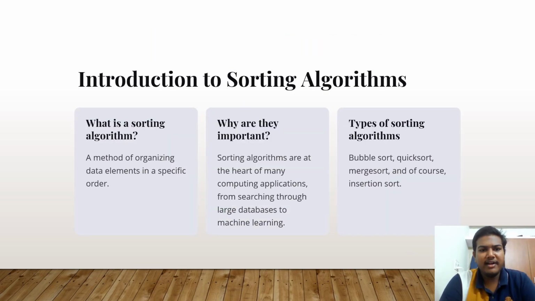Now we'll see the introduction. Introduction to sorting algorithms. First, what is a sorting algorithm? A method of organizing data elements in a specific order. Giving correct input and getting correct output is called a sorting algorithm. Why are they important? Sorting algorithms are at the heart of many computer applications for searching through large databases and machine learning.